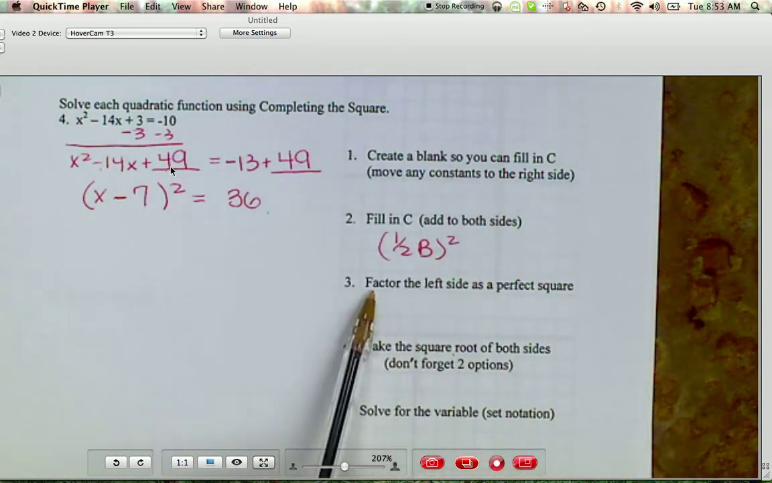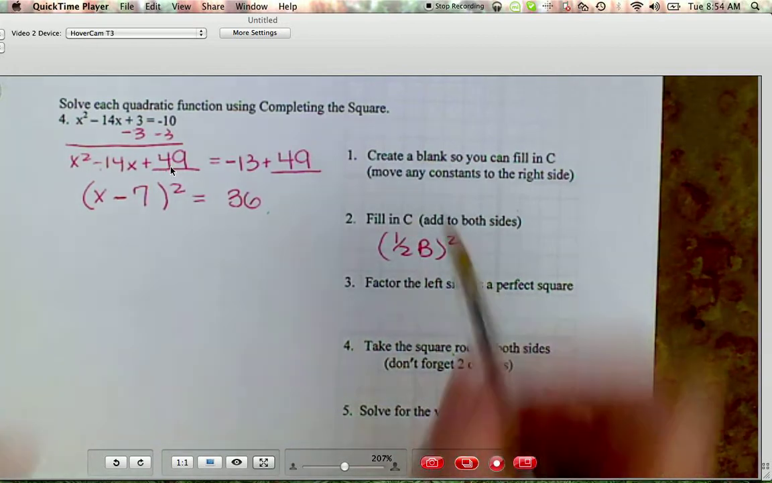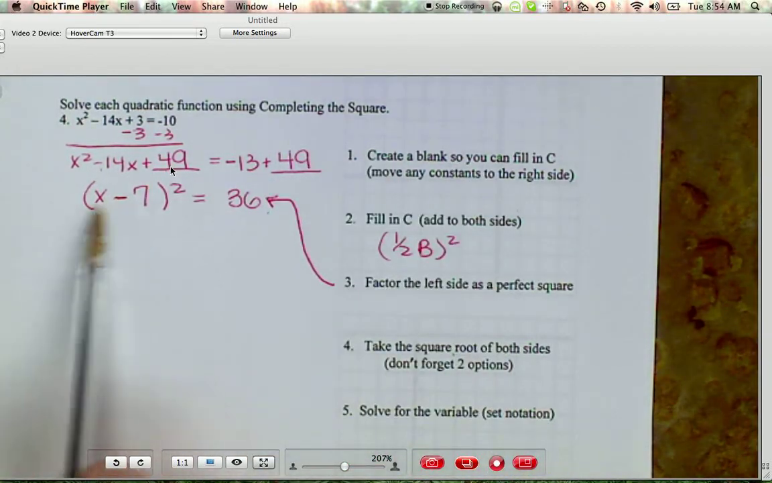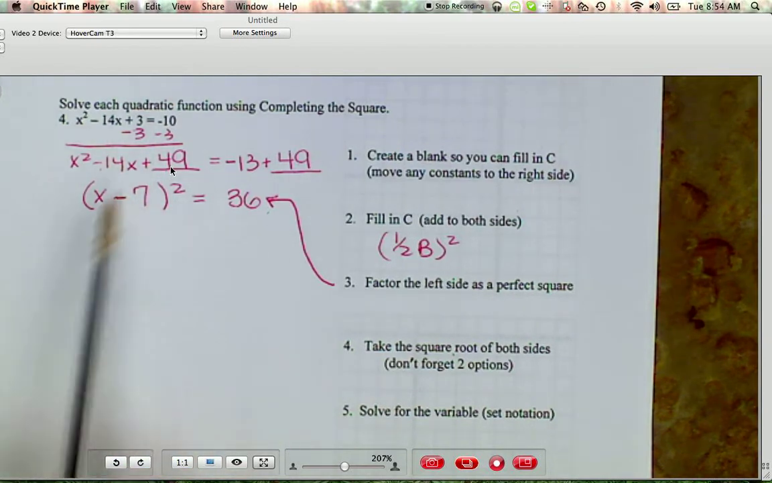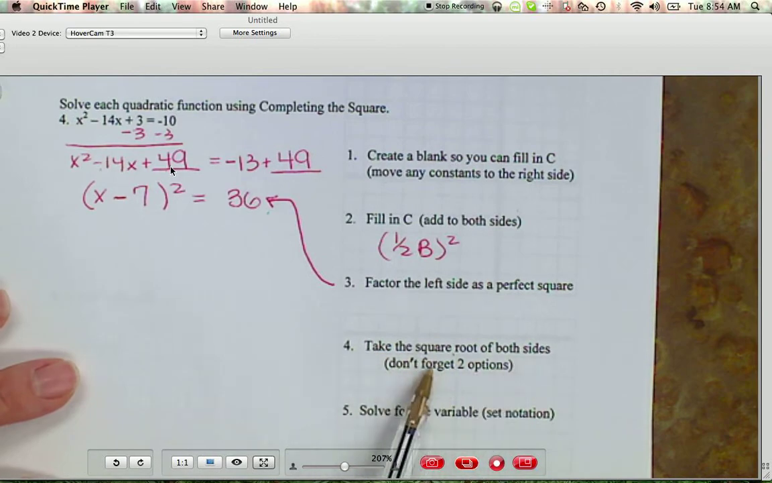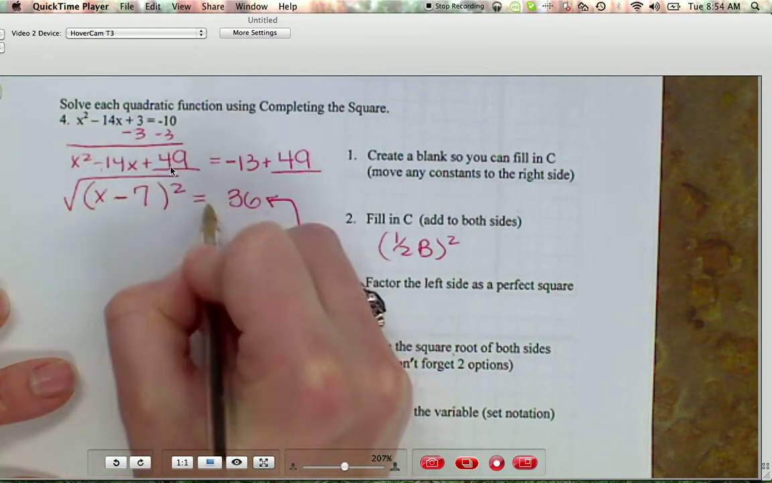Okay, so that's what we just did here, step 3. Factor the left side as a perfect square. That's what we did here. Now we can use yesterday's lesson, 10.3a, to solve for x. So we want to take the square root of both sides. Don't forget that we get 2 answers when we do that. So we take the square root of this side and the square root of this side.